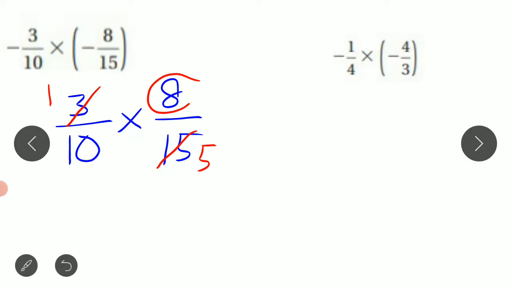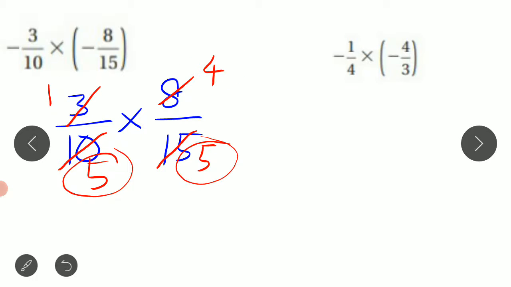Then likewise, let's take these 2. Both have common factor 2, so let's divide. 2 fours are 8 and 2 fives are 10. Now see whether there is any pair having a common factor. No. Here we have 1 and 4 and here we have 5 and 5. They do not have any common factor.